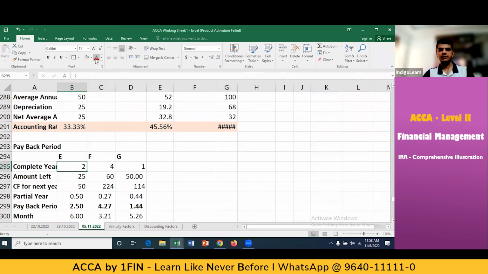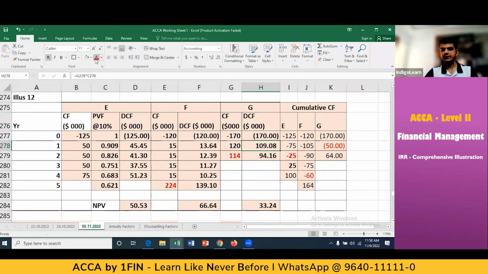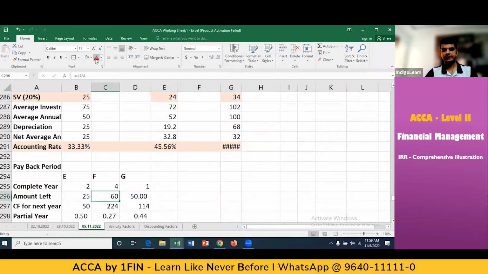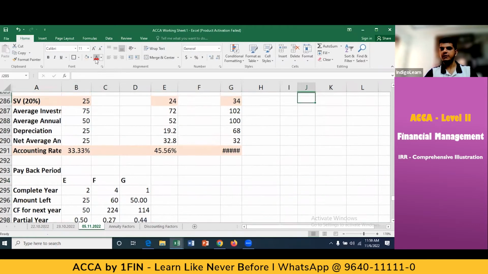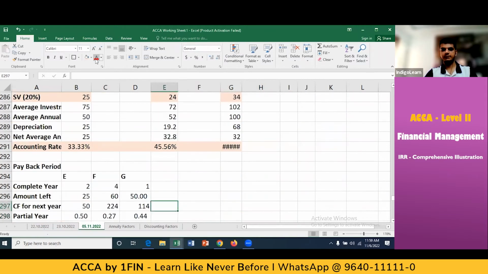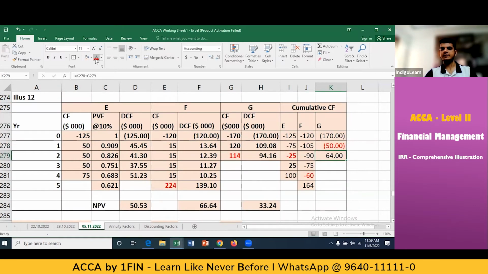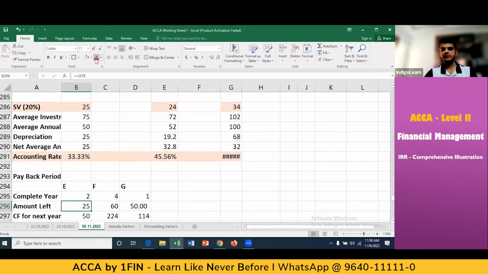For E, 2 years are complete. Complete years in any case we take, because in any case it is turning positive in the third year. Okay, it is turning positive in the third year. So 2 years completed. Similarly for project F, 4 years are completed, and in the fifth year it is turning positive. So 4 to 5 is where the payback is coming. So 4 years is the complete. For project G, it is coming between 1 and 2. So first year complete, second year some part. So first year is the complete. Then what is the amount left?